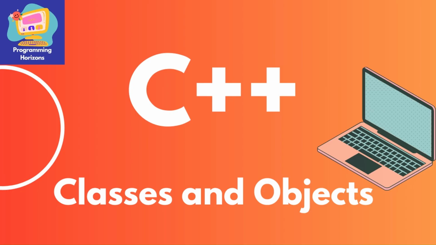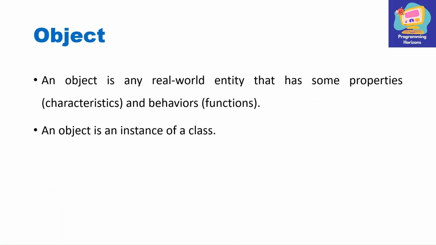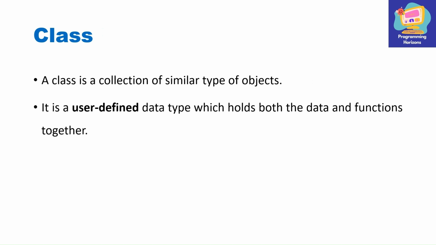In this video, we are going to learn about classes and objects in C++. By definition, an object is any real-world entity that has some properties and behaviors. An object is an instance of a class, which means that every object that we come across in real life belongs to some class. A class, on the other hand, is a collection of similar type of objects.